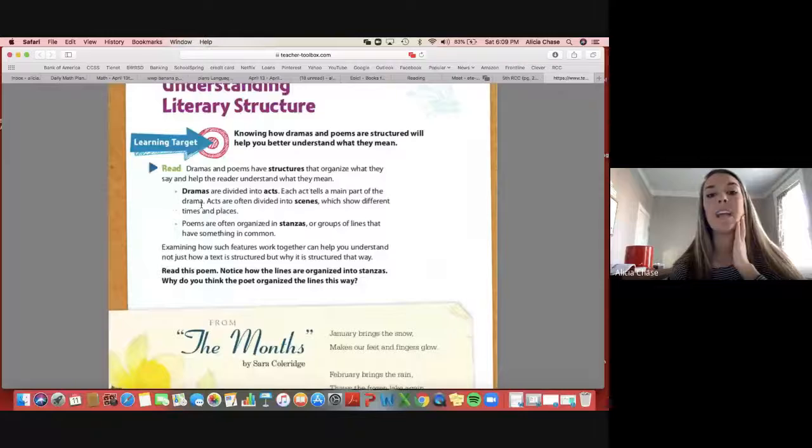It says dramas are divided into acts. Each act tells a main part of the drama. Acts are also often divided into scenes, which show different times and places. Okay, so on your worksheet, you're going to need to say the definition of act. An act tells the main part of a drama. You will have to do the definition of scene. A scene is what acts are divided into, and they show different times and places.